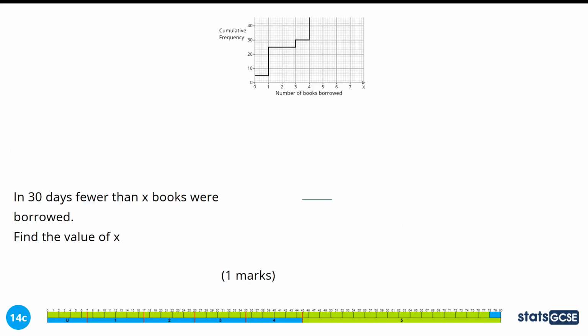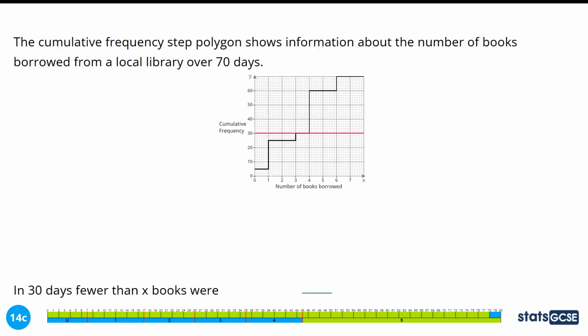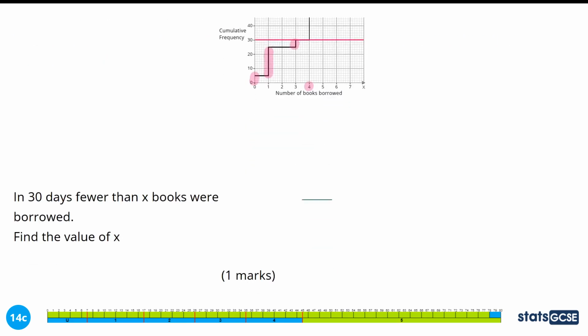In 30 days, fewer than X books were borrowed. Find the value of X. We can draw a line across from 30 and we can see that all of the jumps up to the line are under 4. So our answer is going to be 4.